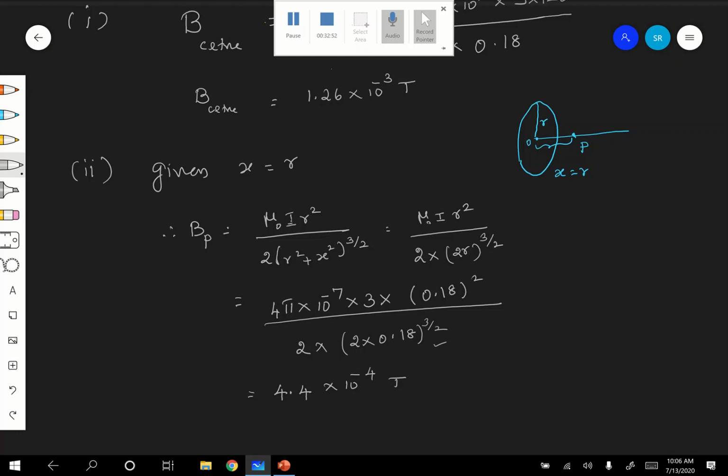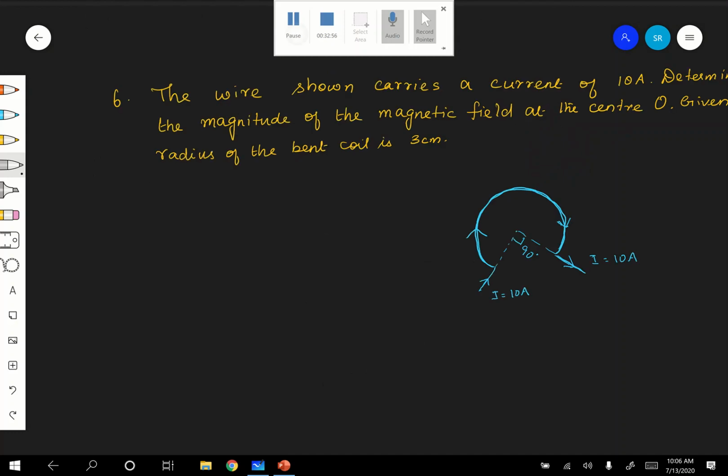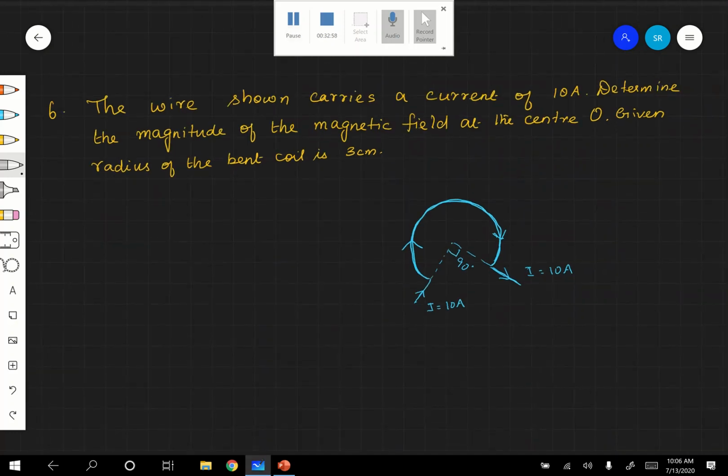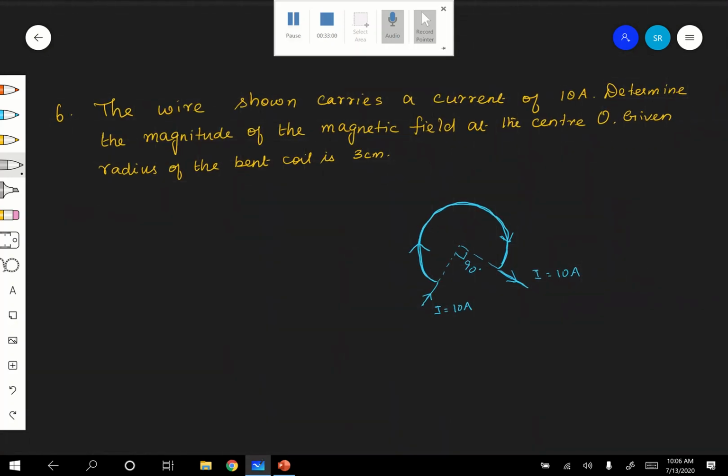Therefore, you can stop with the magnitude itself. Is it clear? Right. Next question, see. The wire shown carries a current of 10 amps. Determine the magnitude of the magnetic field at the center O, given the radius of the bent coil is 3 centimeter.